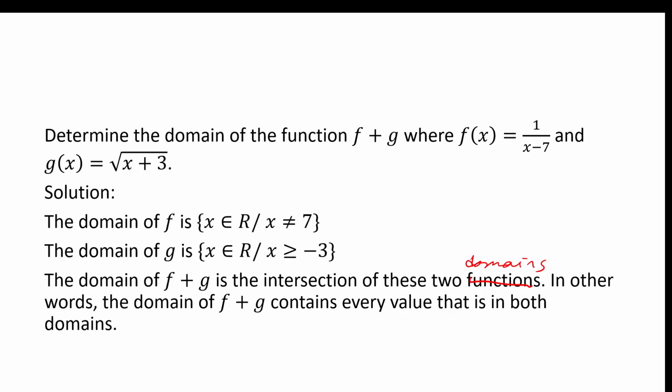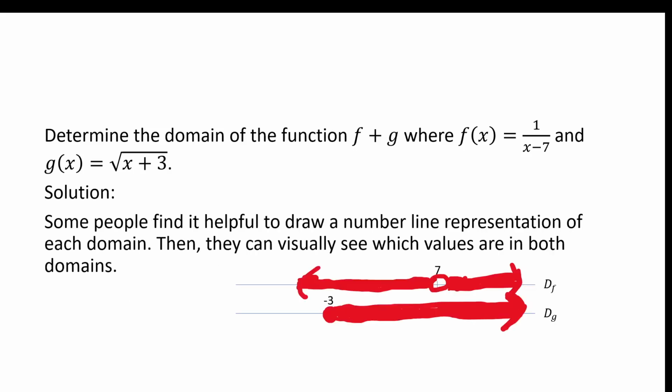So how do you show the intersection of two domains like this? Well, some people find it helpful to draw a number line representation of each domain. Then they can visually see which values are in both domains. So the first domain was x cannot equal 7, but x is an element of the reals. That's shown here. The second domain was x is an element of the reals and x is greater than or equal to -3, and that's shown here.